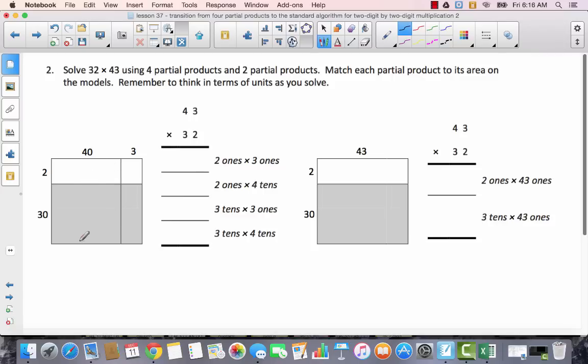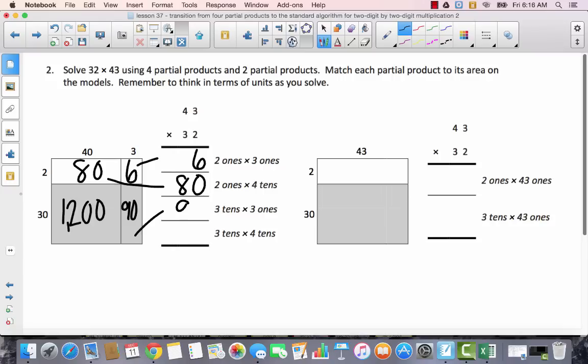So we've got 43 and 32. So we do 40 times 2, which is 80. 3 times 2, which is 6. 40 times 30, which is 12, and then I add my 2 zeros, so it's 1,200. And then 3 times 30 is 90. So now, 2 ones times 3 ones, which is right here, is 6. 2 ones times 4 tens, which is right here, is 80. 3 tens times 3 ones, which is right here, is 90. And then the last one is 1,200.